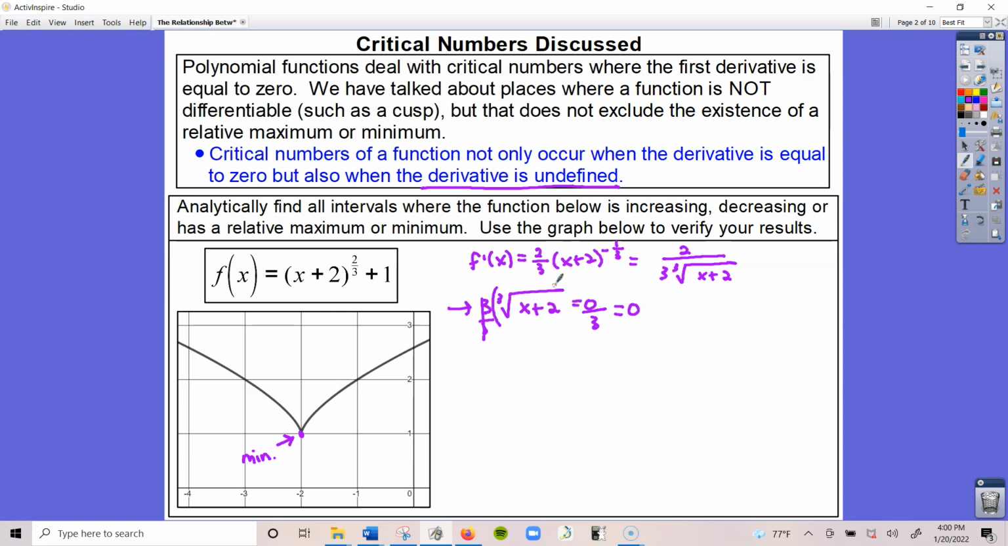We cube it to get rid of that radical, and 0 cubed is still 0. So x plus 2 equals 0. And then subtract the 2, so x equals negative 2. Again, just to reiterate, even though at x is equal to negative 2 my derivative is undefined, this is still a critical number.